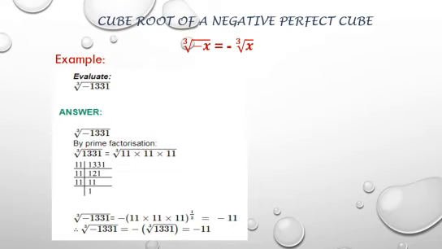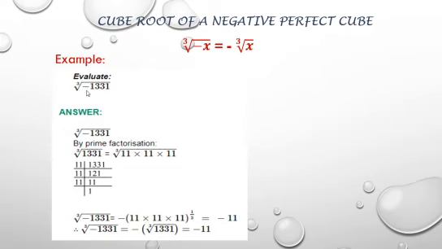Next topic is cube root of a negative perfect cube. Now let's see how we can find out the cube root of a negative perfect cube. So the formula is simple. Suppose inside the radical sign, a negative sign is there. So before solving it, first we will take this negative sign out. Rest process is same. Now let's understand this with the help of an example.